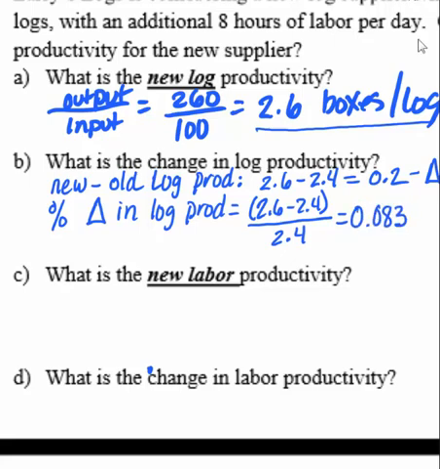We'll divide that out. We're going to set our calculators to 3 decimal points, because if we don't, we're going to get different answers. So we'll say that we have an increase in log productivity by about 8.3%. Now let's do the new labor productivity the same way. I'm going to pause the video, and I want you to go ahead and do it yourself and then come back on and check your work against mine.